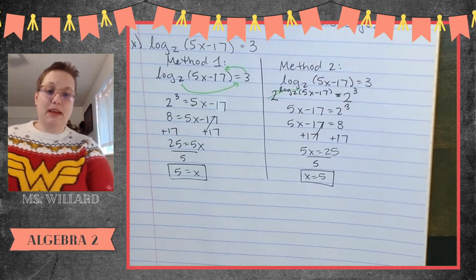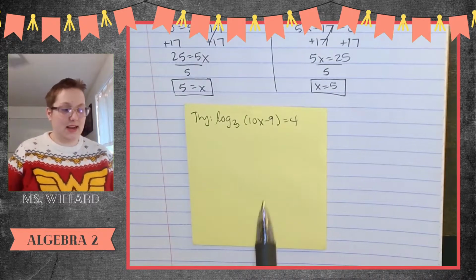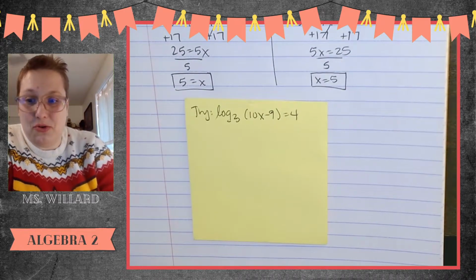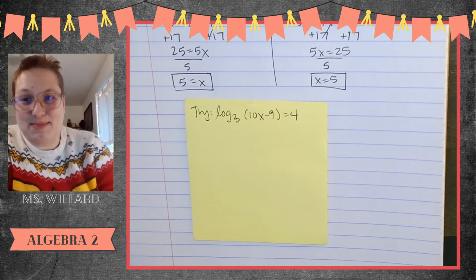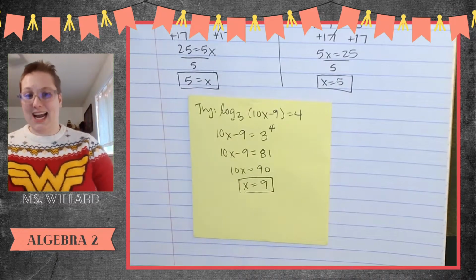Okay. If you want to, try this one. Log base 3 of 10x minus 9 equals 4. I'm going to pause because I don't know how to speed up my recording on this, but I'm going to pause and tell you the answer just in case you want to see it. You can try this. You don't have to. I got x equals 9.